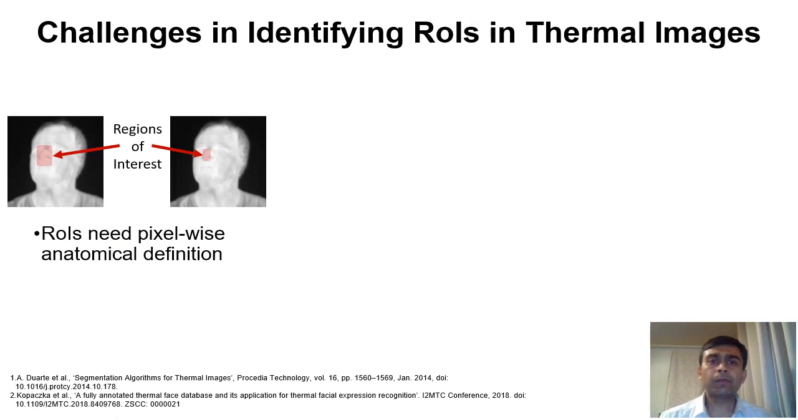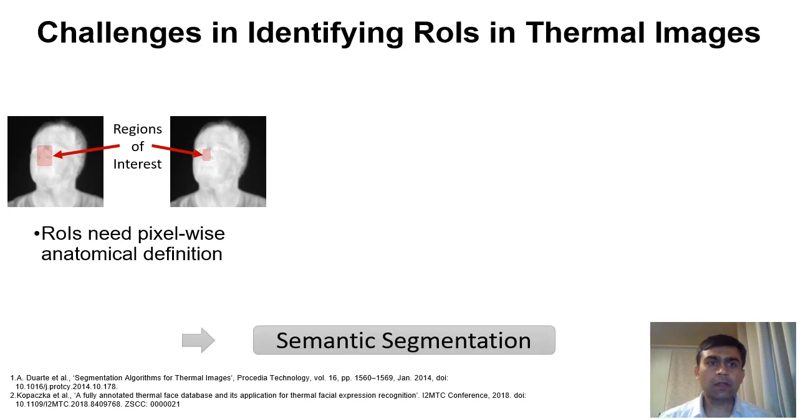For thermal infrared imaging, regions of interest are more commonly defined as bounding boxes. However, researchers have highlighted the challenge of including unwanted regions with larger bounding boxes, as on the left, and excluding some parts of the target region in the case of smaller bounding boxes. It is therefore suggested to define ROIs anatomically with pixel-wise labeling, which implies a semantic segmentation task.